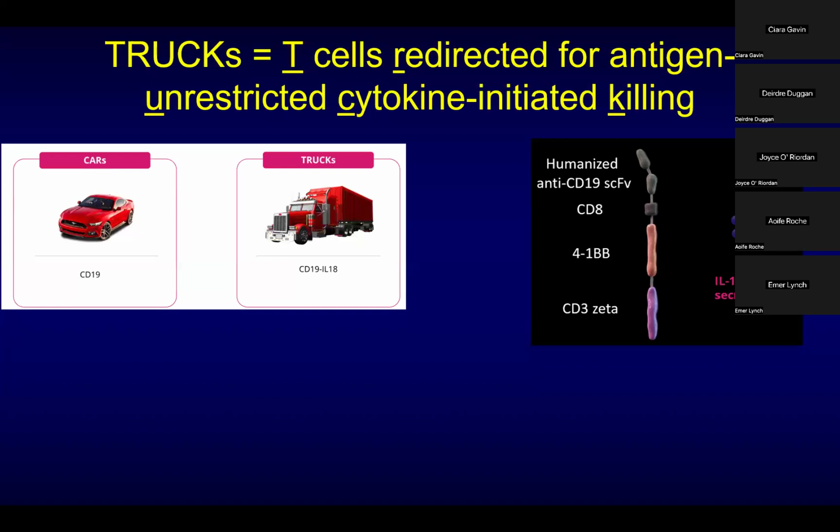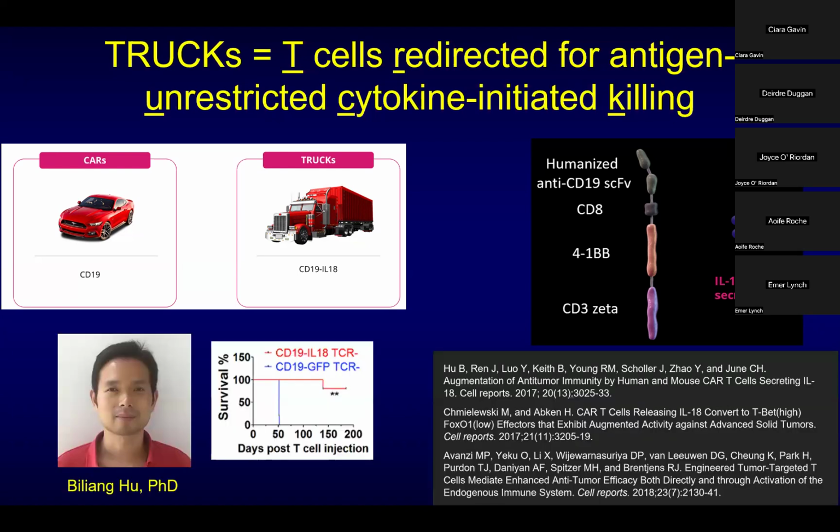So how does this truck work? Well, you take the CAR, and we're using a CAR with a co-stimulatory domain of 4-1BB and a stimulatory domain of CD3 zeta, and you include in the construct an IL-18 that is secreted locally when the CAR T cell engages. Now, this approach was validated by preclinical data from our group and from other groups, and the clinical trial opened 2 years ago.